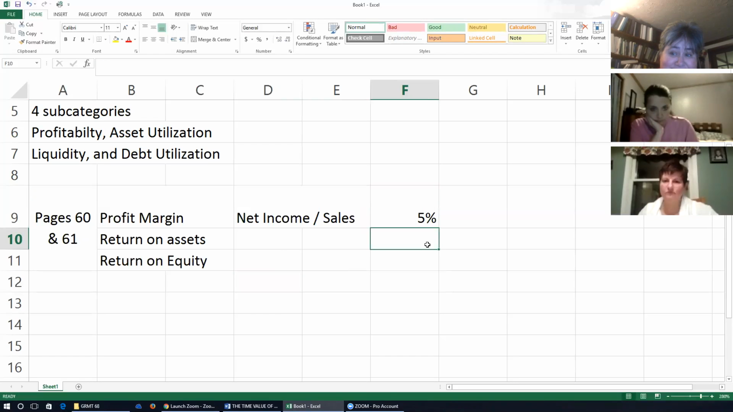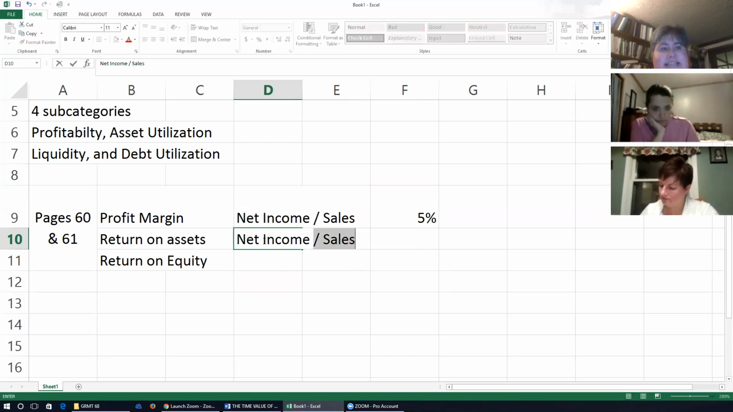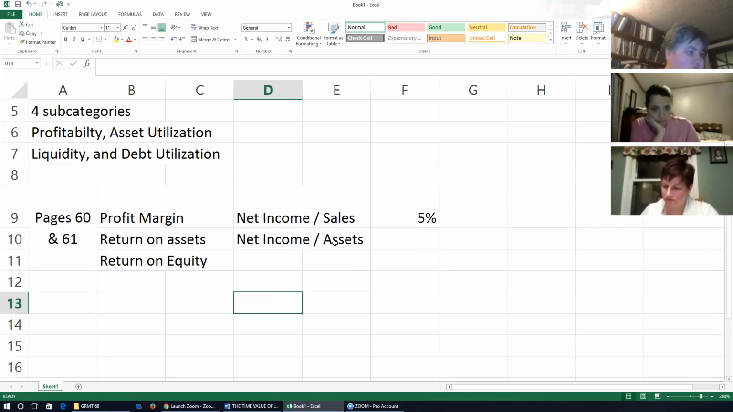Making sense? Yeah. Return on assets is pretty simple also. It again is net income because they consider that their return on their investment. How much profit did I get because I have sales or assets or whatever the return is we're looking for. So this time we're doing a division, but this time it's not sales on the bottom, it's assets.